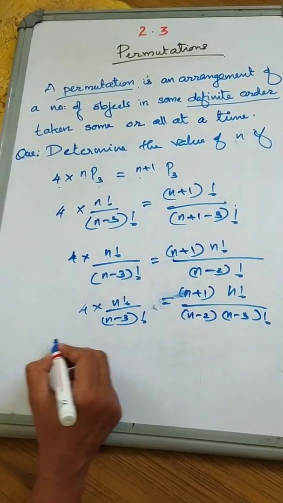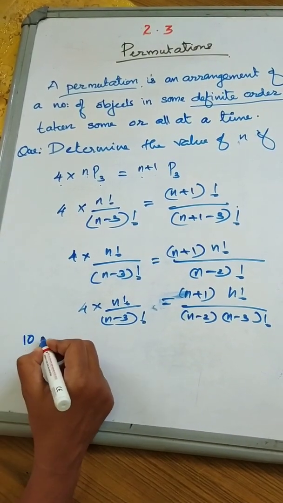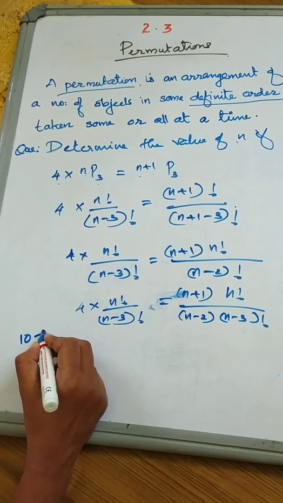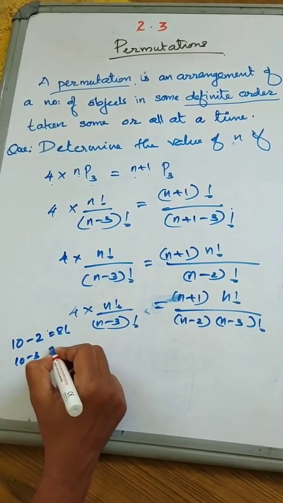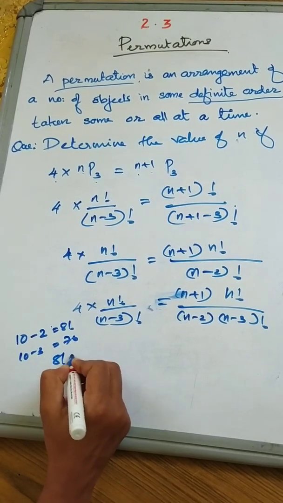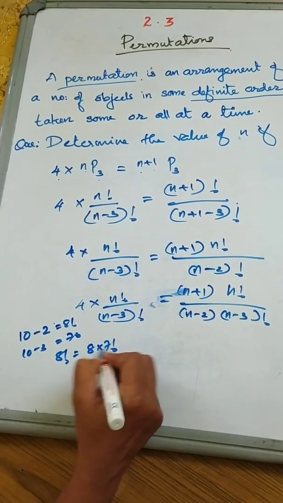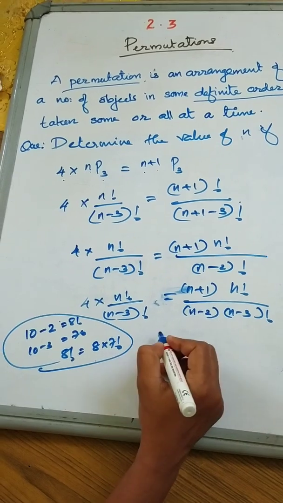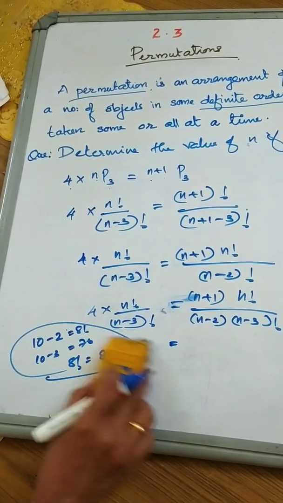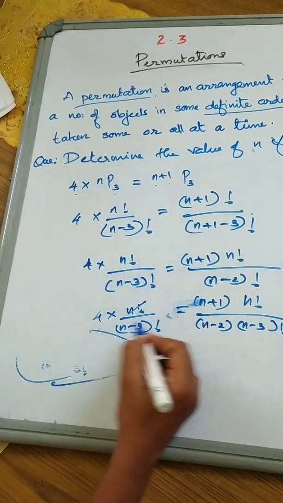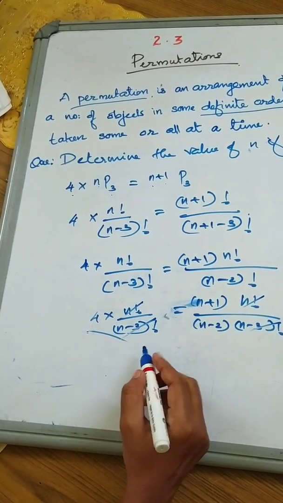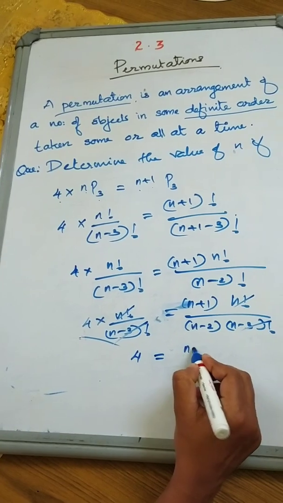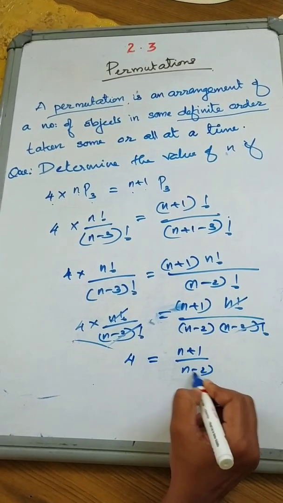For example, I will show you if n is equal to 10, then 10 minus 2 is 8 factorial. What is 10 minus 3? 7 factorial. So 8 factorial I can write as 8 into 7 factorial. The same thing I took here. So on both sides n factorial will get cancelled and (n minus 3) factorial will get cancelled. So this becomes 4 is equal to (n plus 1) divided by (n minus 2).